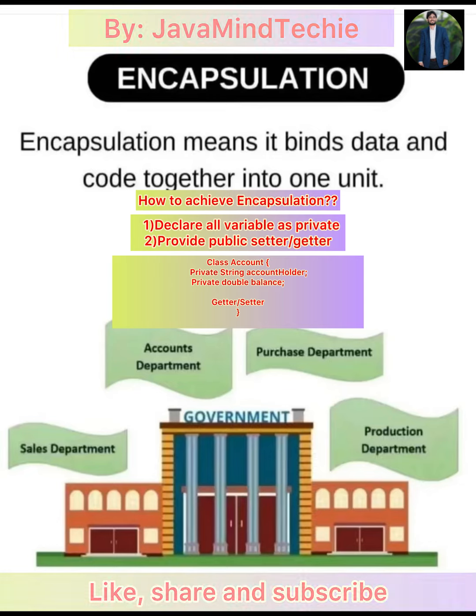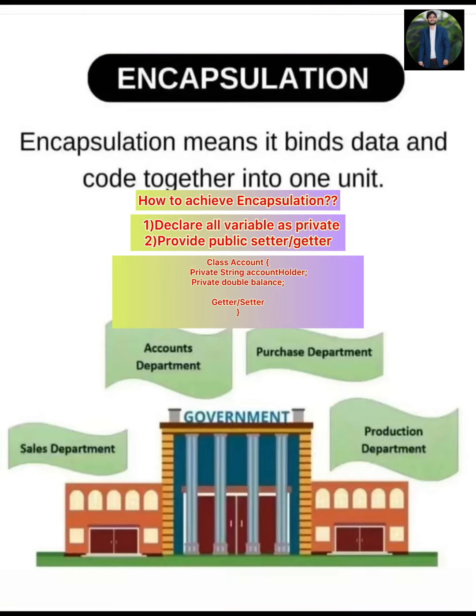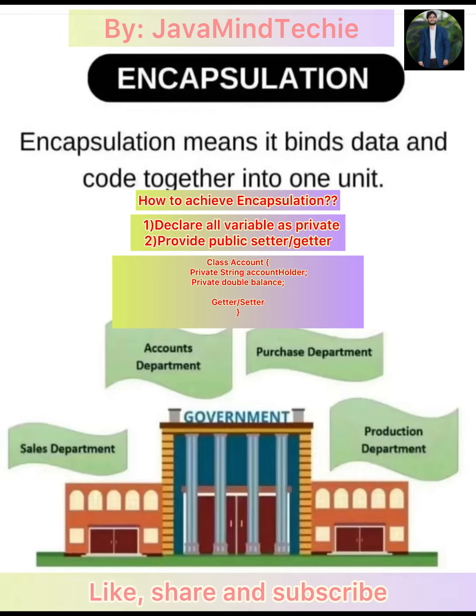So in our OOPS concept, typically every class is an example of encapsulation. But keep in mind, not every class is a properly encapsulated class. So for providing a properly encapsulated class, we need to follow some rules. I already mentioned how to achieve encapsulation. If you follow these two thumb rules, then only you can say this is a properly encapsulated class. So what are these two thumb rules?